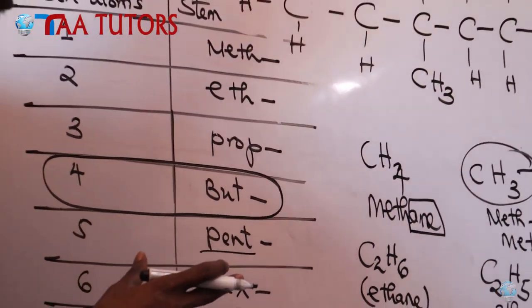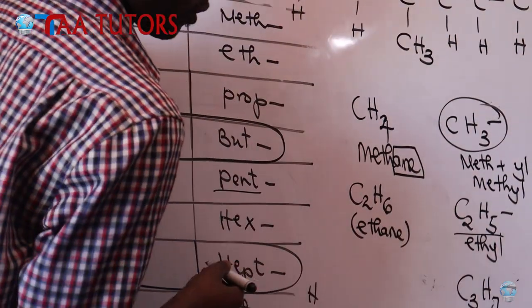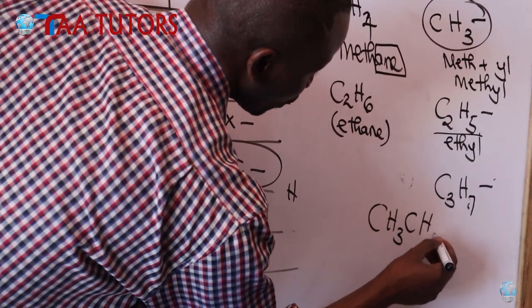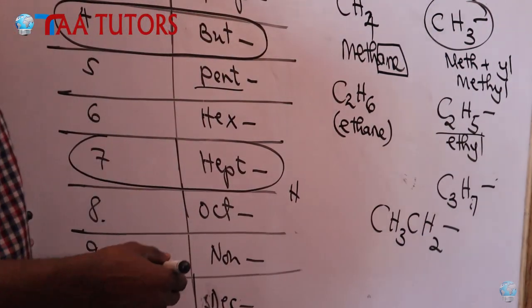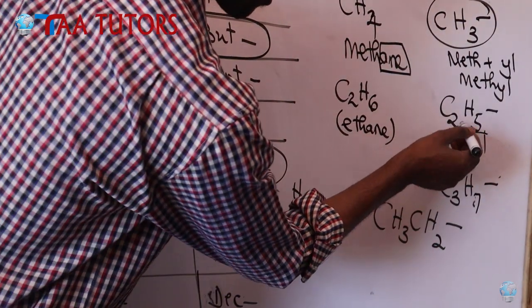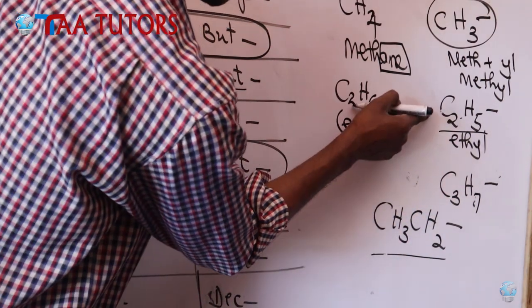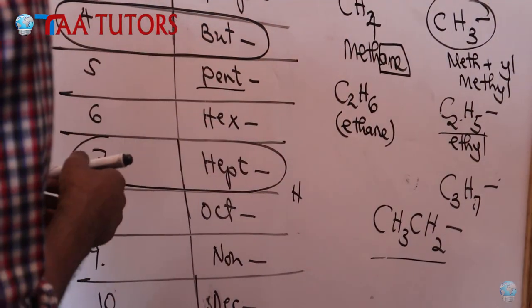Now, I've seen students sometimes, if they write it this way, they think they know. But if some examiner writes CH3 and CH2 with a bond, then they say we don't know this particular compound. Remember, this is now a molecular formula, this is a structural formula. This thing and this thing are simply the same. So don't be confused with very small things.